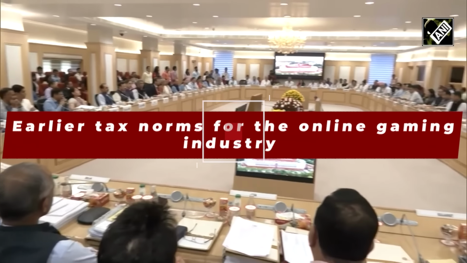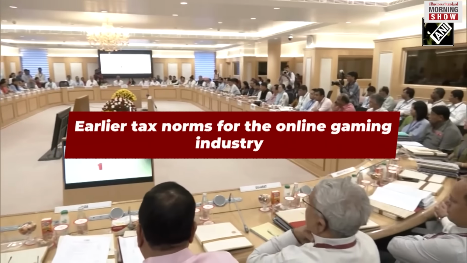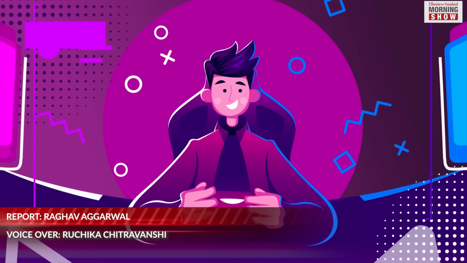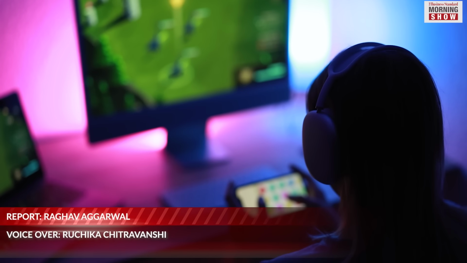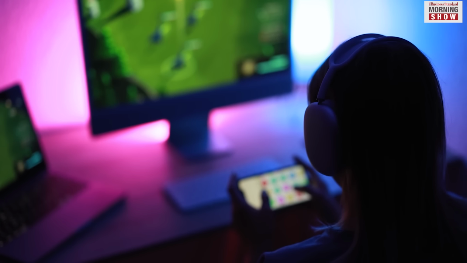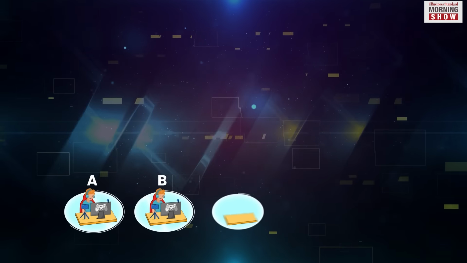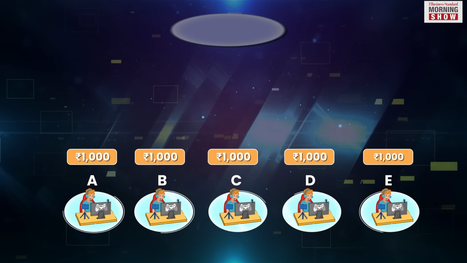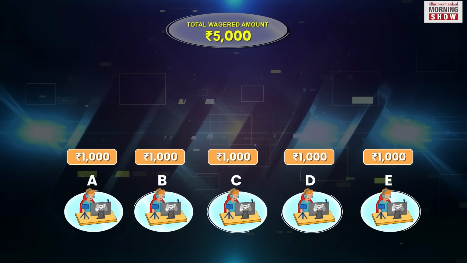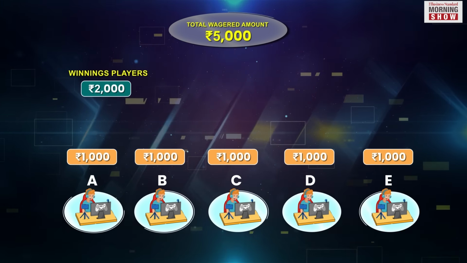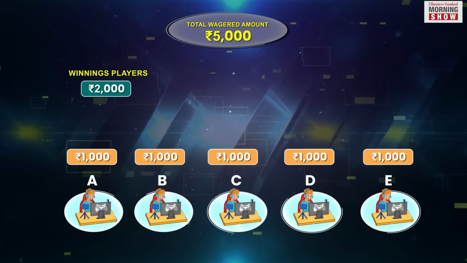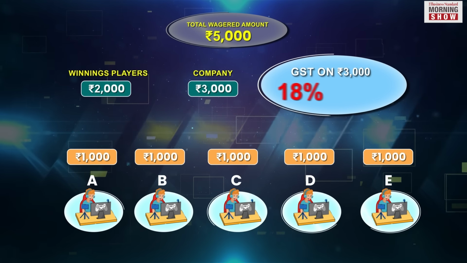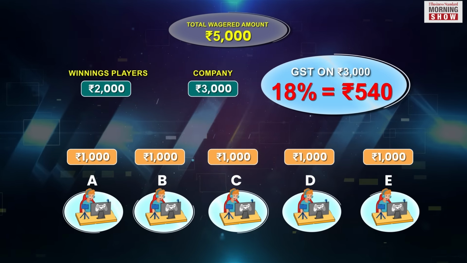Before the GST Council's decision, the online gaming industry had to shell out an 18% tax on gross gaming revenue, or GGR. GGR is the difference between the money wagered by the players and the amount paid out as winnings. Let us consider a scenario where 5 players each had put in 1000 rupees for a game. The total wagered amount is 5000 rupees. Out of this, suppose 2000 rupees were given out in the form of winnings to the players. Then the company had to pay 18% GST on 3000 rupees, which amounts to 540 rupees.